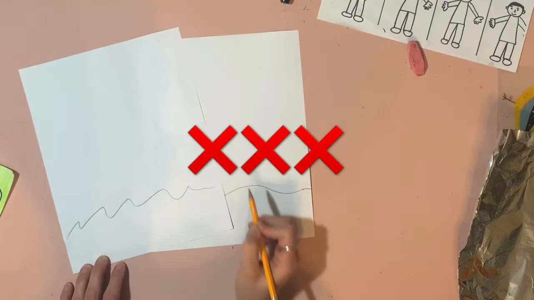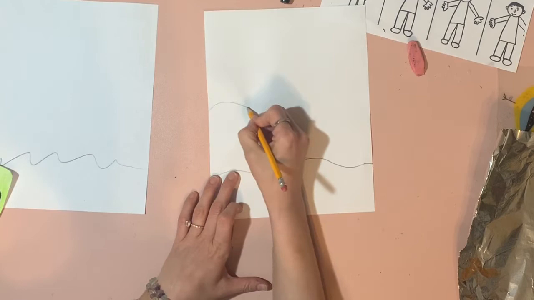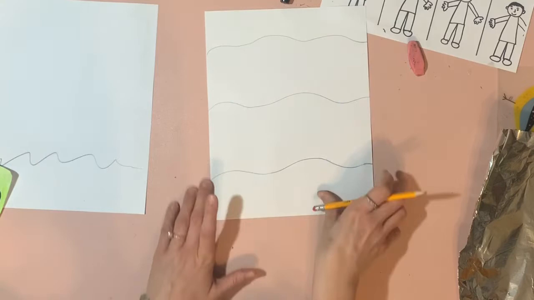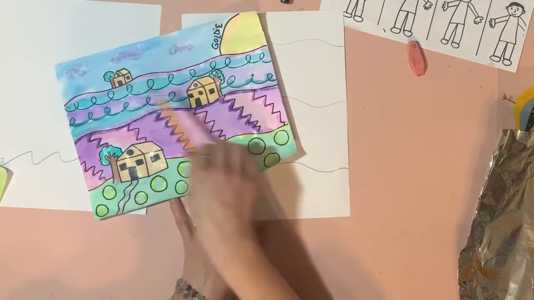So we'll do the first set. In the middle, we'll do a second set. And in the background, we'll do the last set of hills. Now, you can either do a tree or a house and a tree. I did a house and a tree on these. Maybe for this one, I'm just going to do a tree.